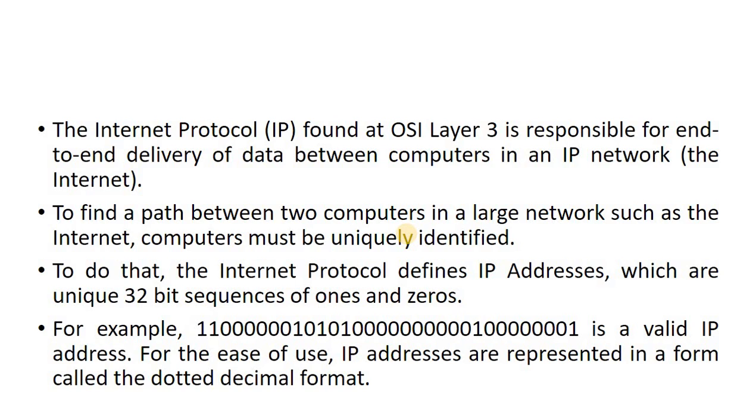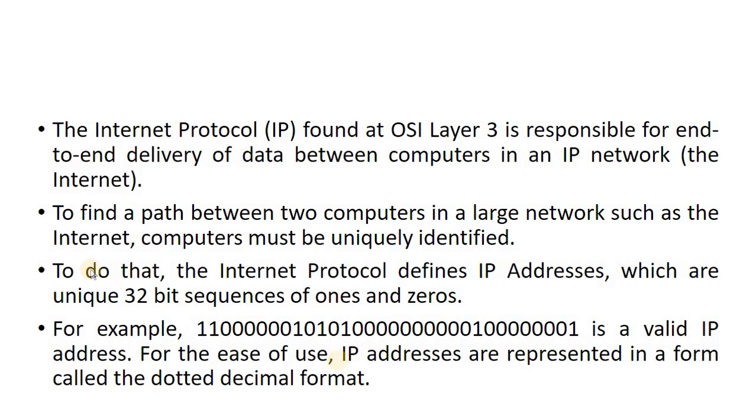Now, the IP found at OSI layer 3 is responsible for end-to-end delivery of data, or packets to be specific, between computers in an IP network, for example, the internet. To find a path between two computers in a large network, such as the internet, computers must be uniquely identified. To do that, the Internet Protocol defines IP addresses, which are a unique 32-bit sequence of ones and zeros. For example, this long sequence of ones and zeros is a valid IP address.